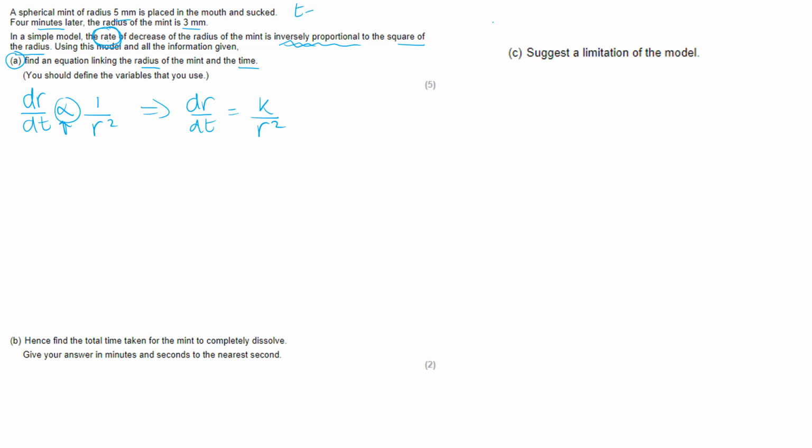Now we go back to the question. It's saying that when t is equal to 0, r is equal to 5, and when t is equal to 4, r is equal to 3. Now what we're going to do is solve this differential equation and have 2 unknowns and use the information to find it. So how do we solve a differential equation? We need to separate the variables and integrate.